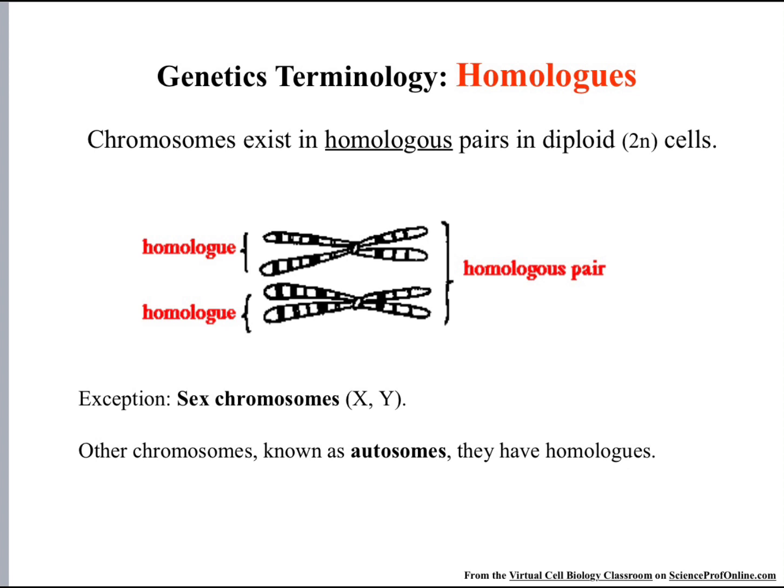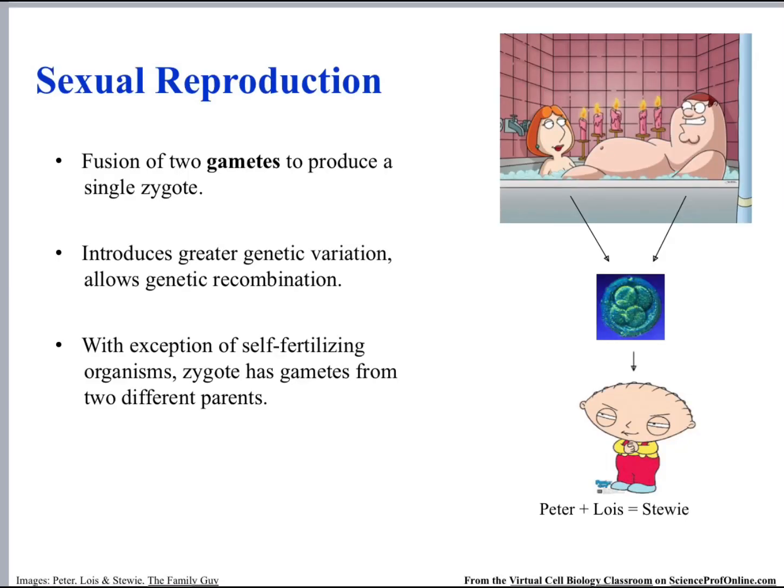Next is the genetics terminology of homologous. Chromosomes exist in homologous pairs in diploid 2N cells. The exception is the sex chromosomes, X and Y; the other chromosomes are known as autosomes, and they have homologous pairs. Next, sexual reproduction: the fusion of two gametes to produce a single zygote introduces greater genetic variation and allows genetic recombination. With the exception of self-fertilizing organisms, the zygote has gametes from two different parents.